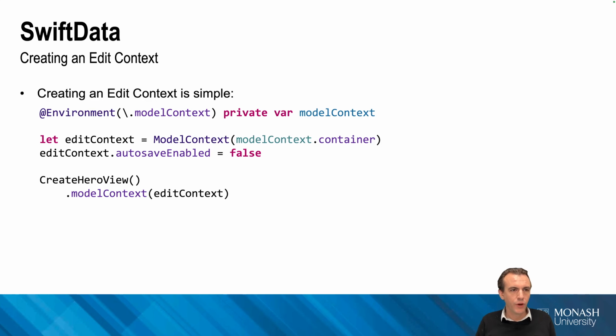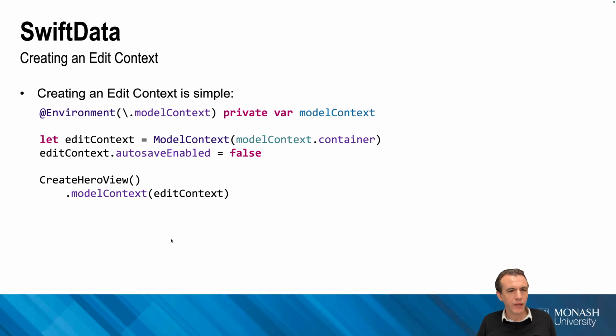So how do we go about creating an edit context? Let's say that we are in a SwiftUI view and we have the environment property that is listed here, where we're using the standard model context from the entire app. We can create an additional model context, and we do this by giving the container, the SwiftData container that's used by the rest of the app.